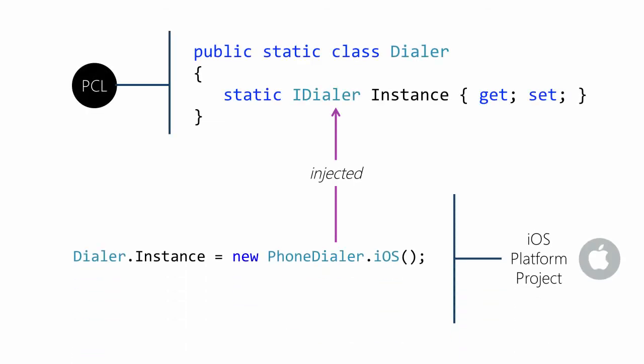And there's a couple ways we can do this. The first way is we can inject the implementation into a public property. Here we're going to use a static property for simplicity, but you could set an instance property that the platform project has access to as well. So notice, we've defined a static class called Dialer, presumably it has our make call method, and then in our iOS project, we assign the Dialer instance property to be our implementation, which is PhoneDialer.iOS.